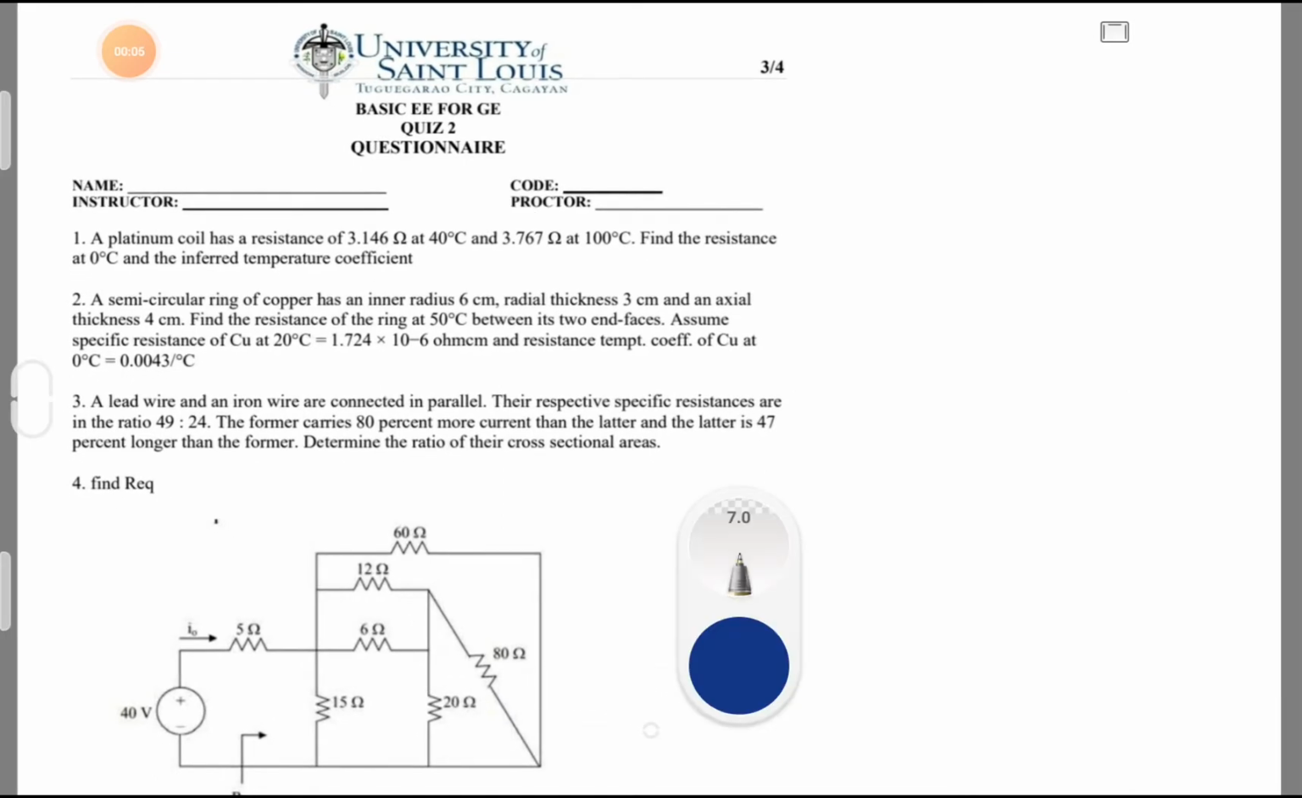So our first problem is about a platinum coil that has a resistance of 3.146 ohm at 40 degrees Celsius and 3.767 ohm at 100 degrees Celsius. Find the resistance at 0 degrees Celsius and the inferred temperature coefficient.